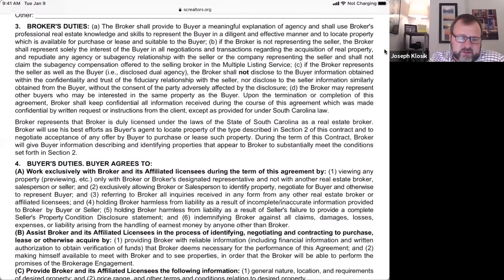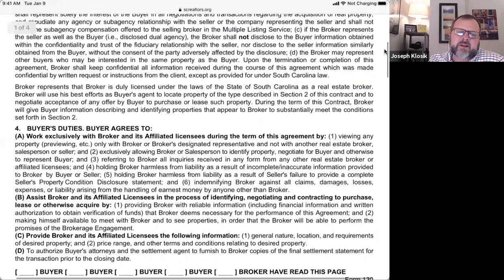If the broker represents the seller as well as the buyer, i.e. disclosed dual agency, I'm kind of skimming through these a little bit. The broker shall not disclose to the buyer information obtained within the confidentiality and trust of the fiduciary responsibility with the seller, nor disclose to the seller the information similarly obtained from the buyer. So basically, this is helping you explain to the buyer what it would look like should there be a dual agency situation.